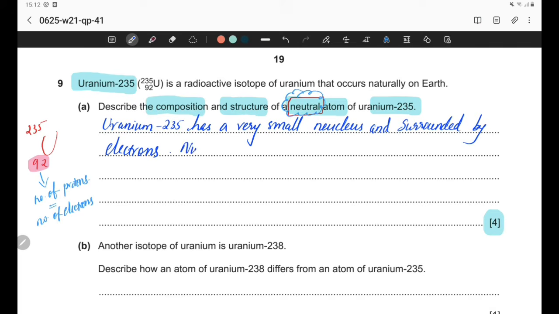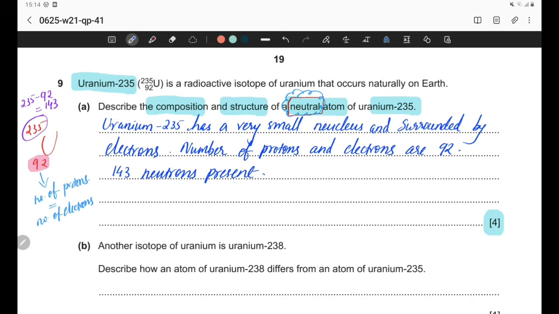So we can write down the number of protons and electrons are 92. Next, we can find out the number of neutrons by looking at the mass number. The number of neutrons will be the mass number minus the number of protons, which is 92. So we will get 143. So we can write 143 neutrons present. And the last point we can write down: protons and neutrons reside inside the nucleus. So these points are enough to score 4 marks.